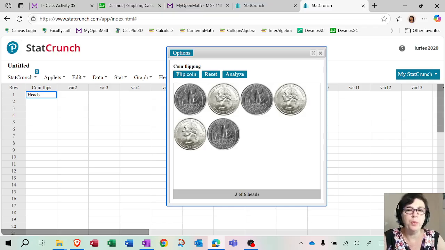There are only two possibilities. There's only heads or tails. There's no more. So that's why the experiment is called binomial. Also, we need to make sure that the number of trials is fixed. In other words, we know how many times we're going to be flipping this coin. In this case, for example, we flipped it 6 times.